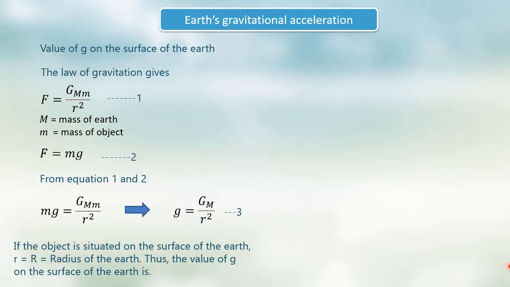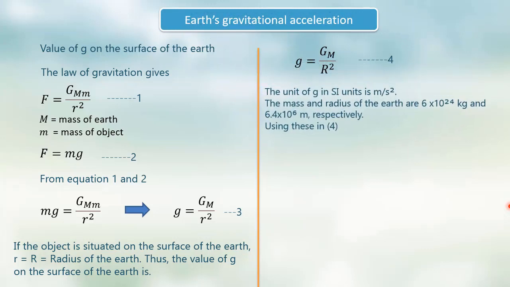If the object is situated on the surface of the earth, then we can say that small r equal to capital R, that is equal to the radius of the earth. Thus the value of small g on the surface of the earth is small g equal to capital G capital M upon R square. This is equation number 4. The unit of small g in SI unit is meter per second square.